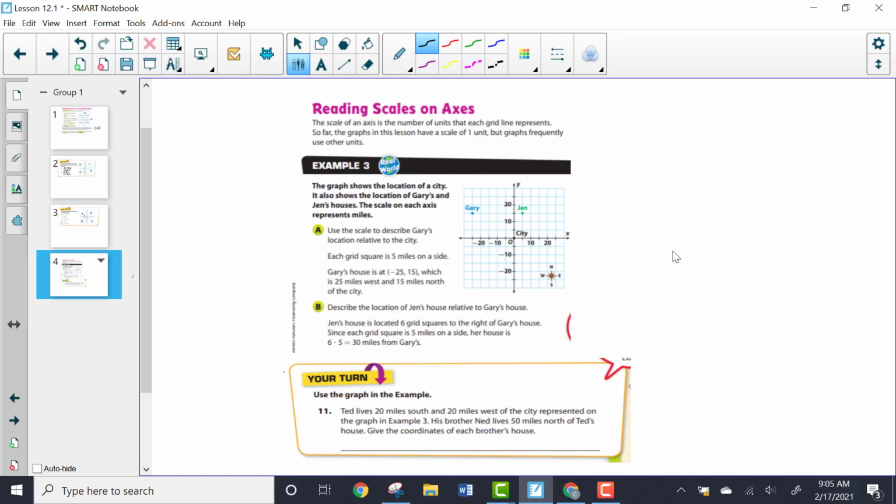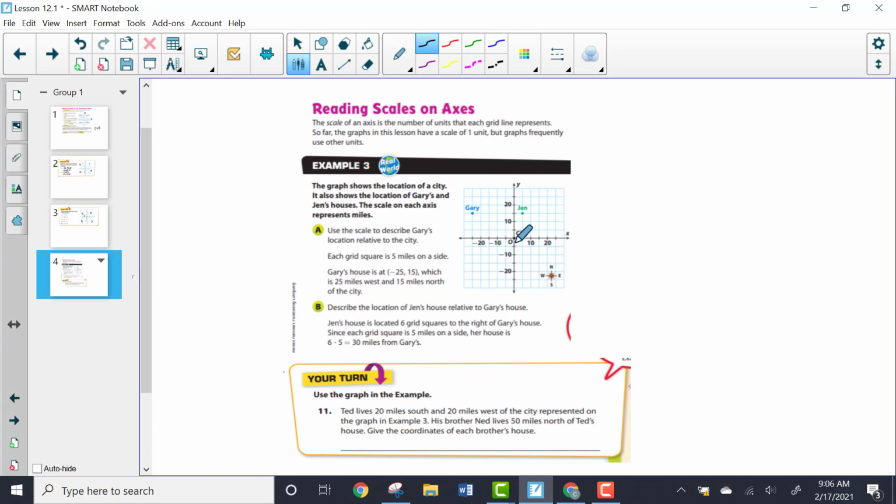So for example, example 3, this is a real world type problem. It says the graph shows the location of a city. It also shows the location of Gary's and Jen's houses. The scale on each axis represents miles. Now you can see the scale here. We go from 0, and then there's a 10, and then there's a 20. So there's not necessarily 10 lines in between the 0 and the 10. However, you do see lines in between that.